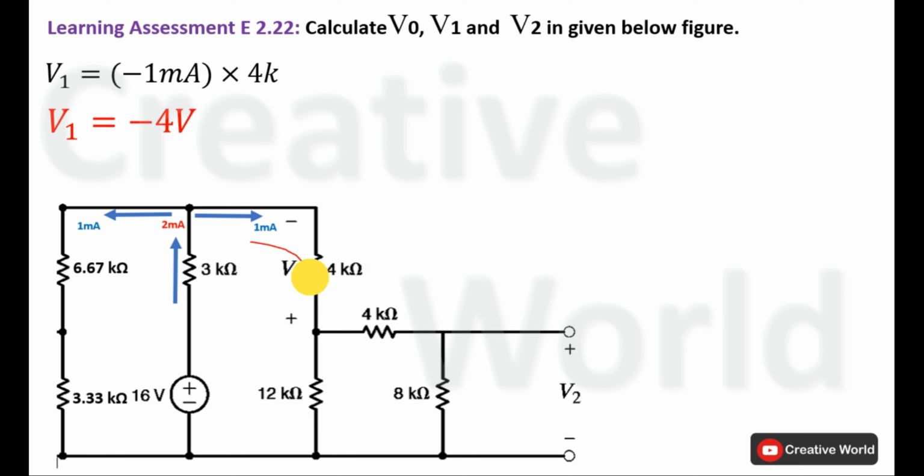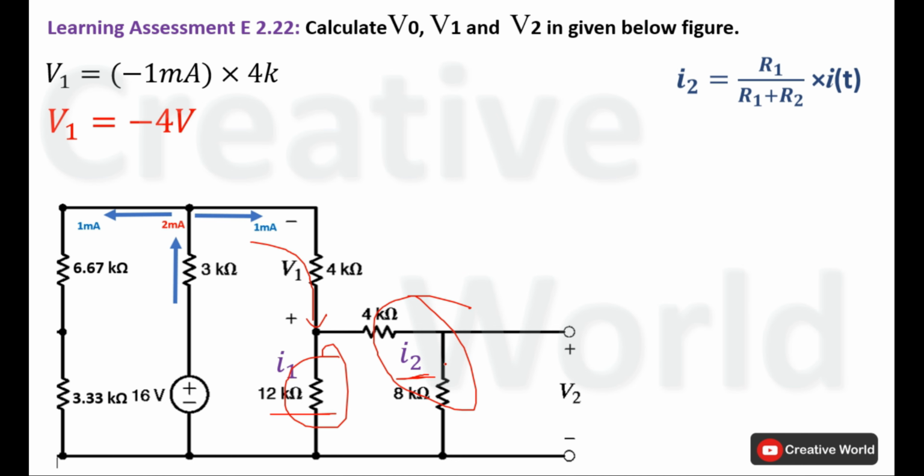We will further expand this circuit to calculate other two voltage values. This 1 milliampere current is entering towards this node and distributing among these two branches. So we can use current divider rule to calculate these branch currents. Before we use current divider rule, first we have to label these branch currents. This branch current will be labeled as I1 and this branch current will be labeled as I2. Now we will use current divider rule to calculate the value of I2 because we have to find the value of V2, and that will be only possible whenever we have the value of I2 along with its direction.